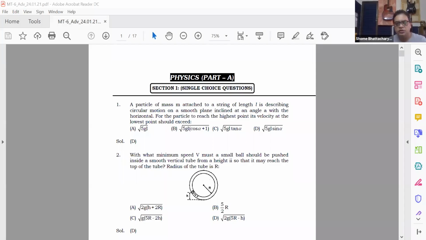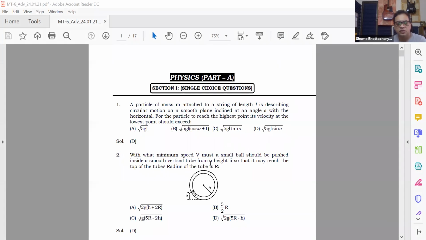Okay, so let's go through section 1 of the advanced paper. Does anyone have a doubt in the first two questions, anything? Please go through question number 1 and 2 and let me know if there's any doubt. Okay, Samarth has a doubt in question 2.